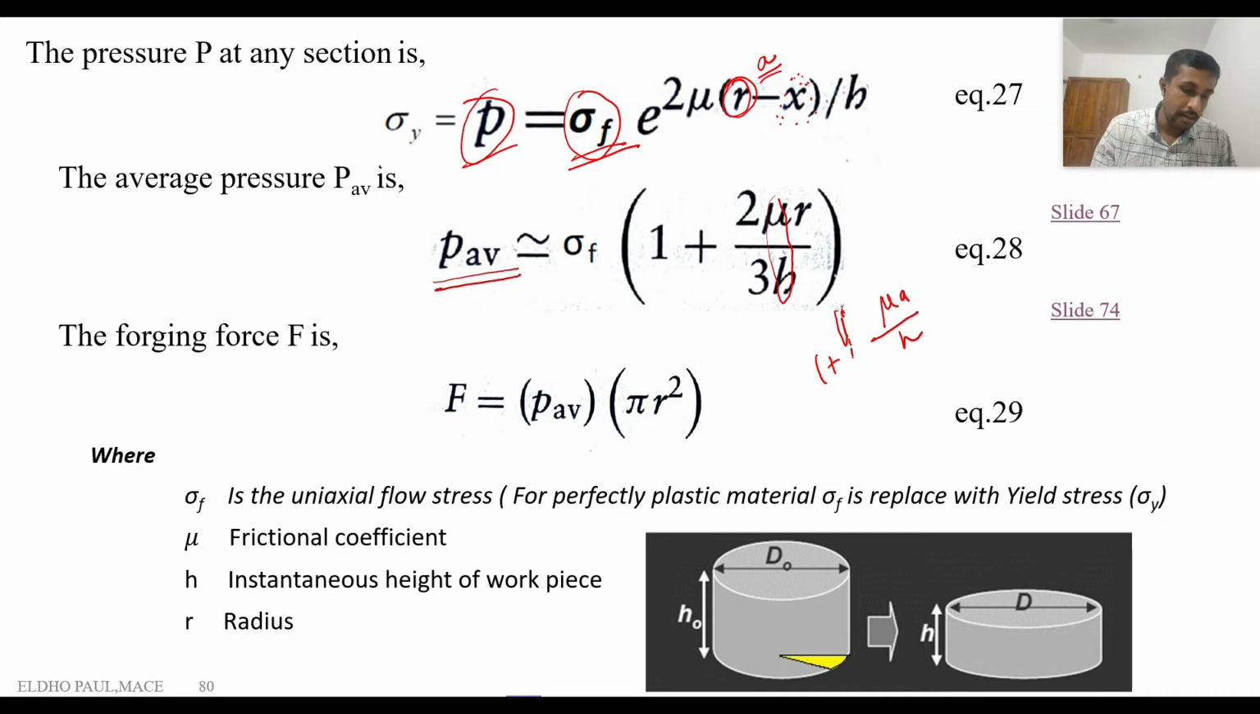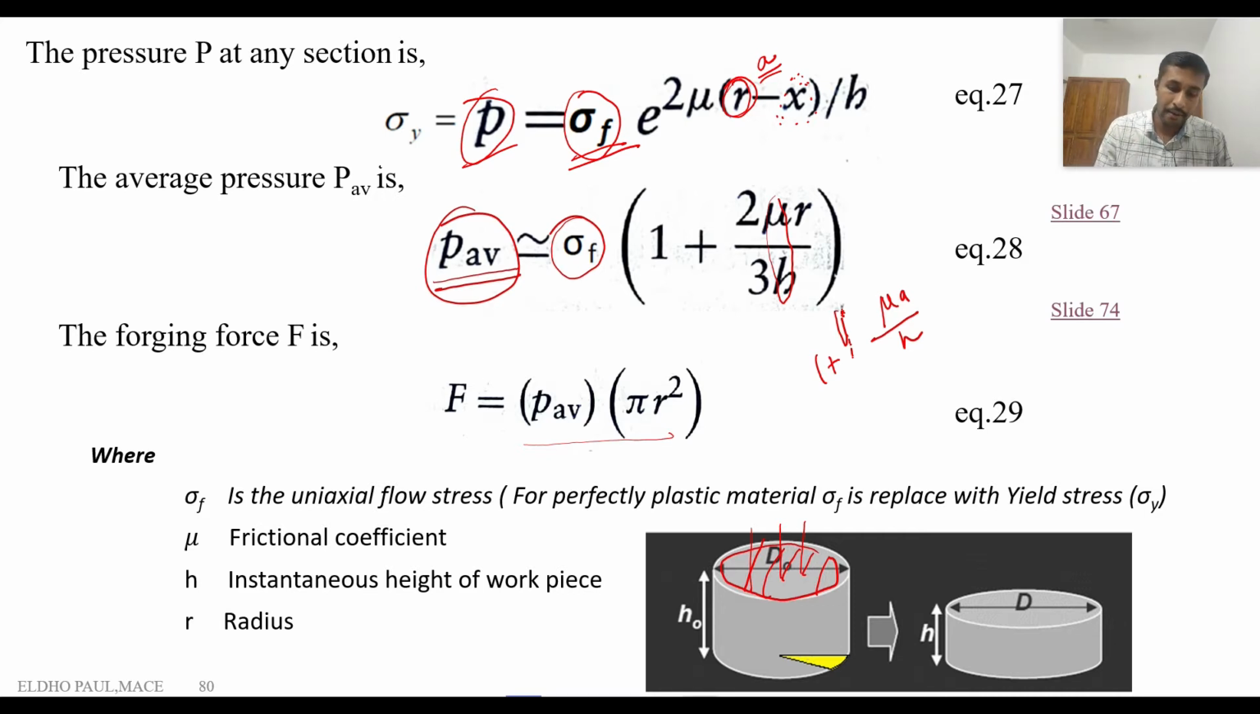When we compare the pressure distribution and average pressure for the cylindrical workpiece and the rectangular workpiece, we can see the difference. Here also, instead of sigma dash f, we use sigma f, since this is not a plane strain condition. Then from this we can calculate the forging force, which is equal to average pressure into area. The average pressure acts on the surface, and the area of the surface is pi r square. So P average into area equals the forging force.